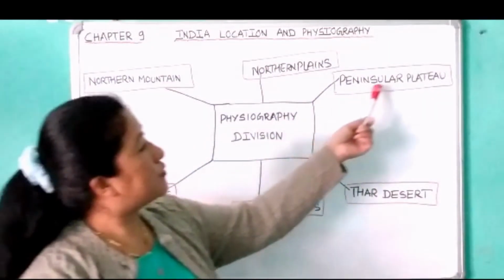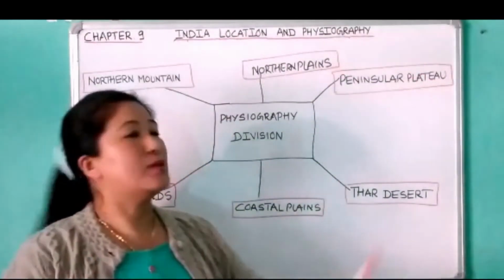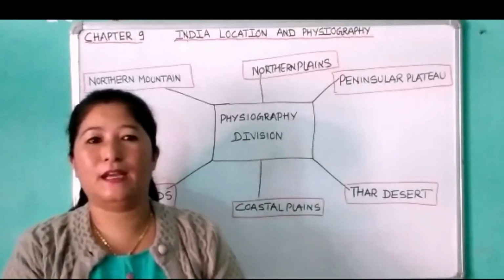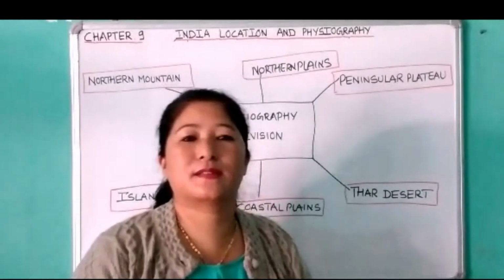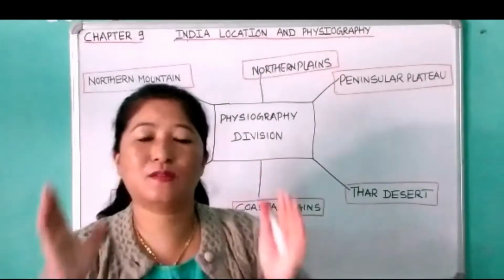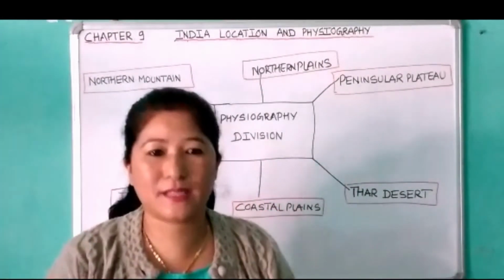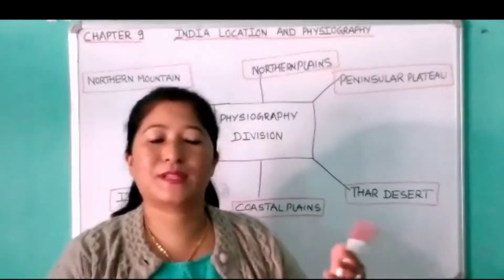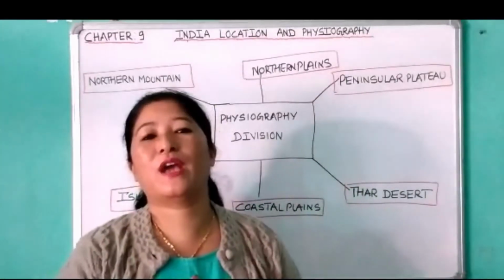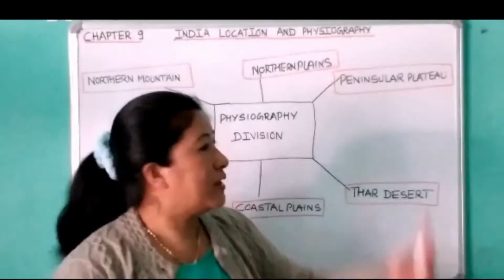Now let us move on to the Peninsular Plateau. Since it is located in the southern part of India, we call it the Southern Plateau also. It is triangular in shape and located between the Western Ghats and the Eastern Ghats. On the two sides we have water bodies, the Arabian Sea and the Bay of Bengal, and below we have the Indian Ocean.